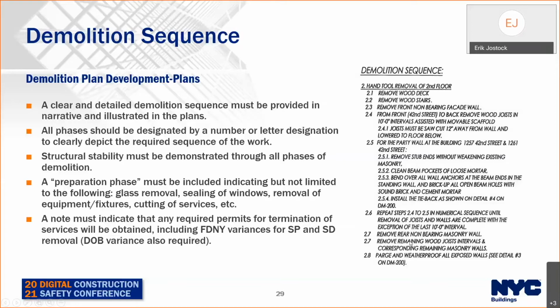This is an example of a good level of detail for a demolition sequence, clearly indicated with a number designation. This is an entire phase here: removal of the second floor. It accounts for all the structural removals, the sequence, the order, everything you need to know. You should really think of it as step-by-step instructions provided by the applicant to the contractor to safely demolish the building in accordance with the requirements of the building code. And it's a pretty good example.